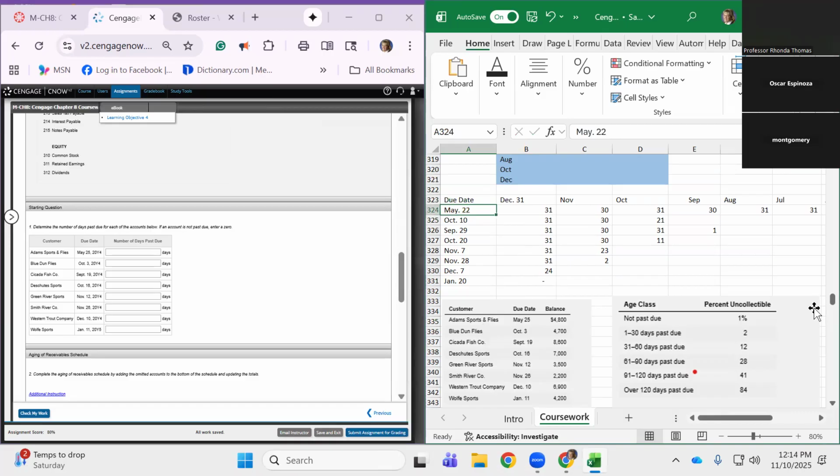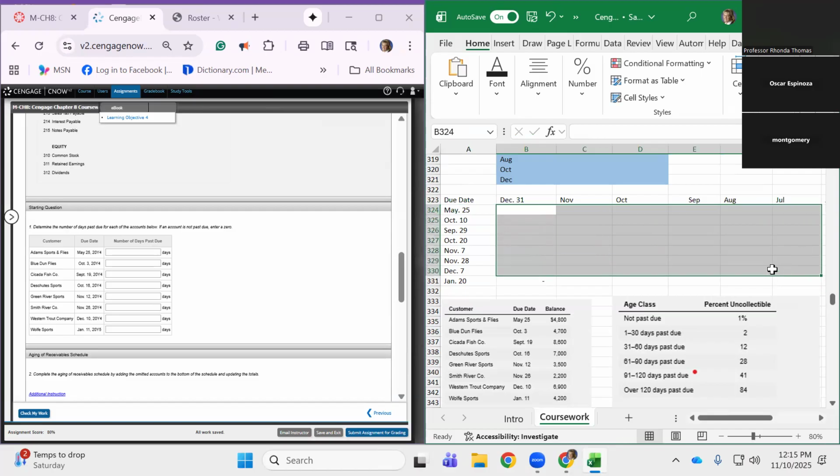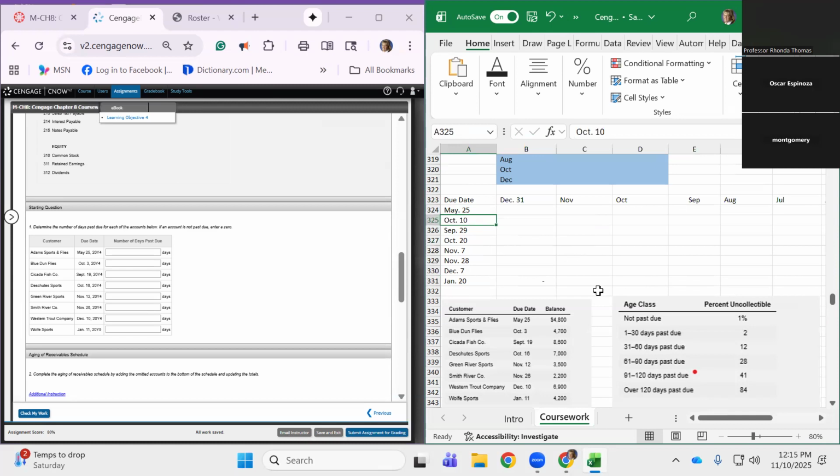Okay, so you might do this on a piece of paper or in a spreadsheet like this. So I'm going to put the due date. So my first one is May 25th. Oop, May 25th. And then we're going to figure out how old that is. Okay. So I'm going to take these numbers out. Okay, so then I'm just going to put in my due dates. Okay, just put them in exactly the way they have them here so you don't get it confused.